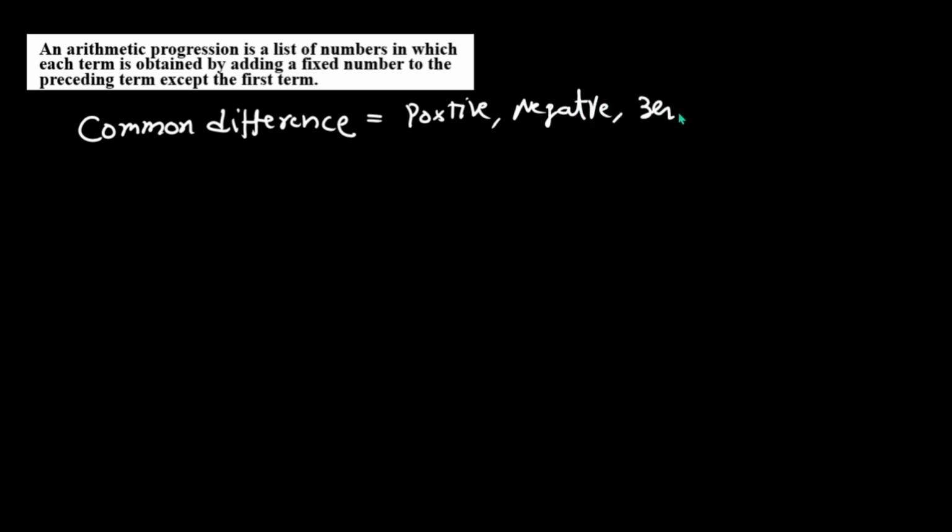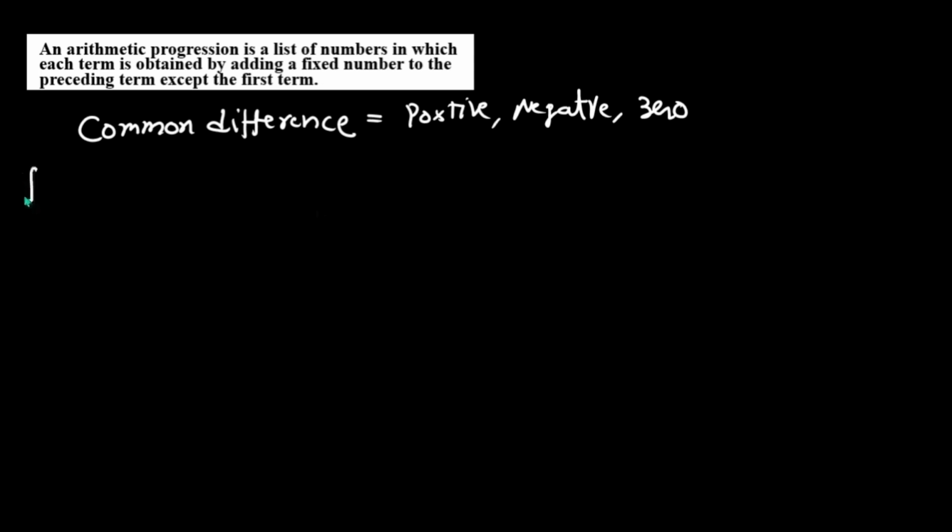So the common difference is either positive, negative, or 0. If you see our previous examples, we may get a positive number, or we may get a negative number, or it may be the zero number. These arithmetic progressions may be finite arithmetic progressions or infinite arithmetic progressions.